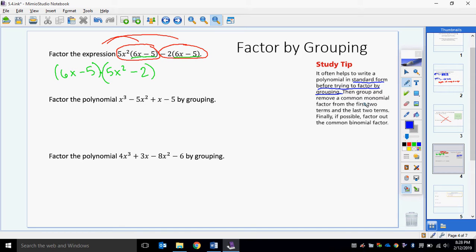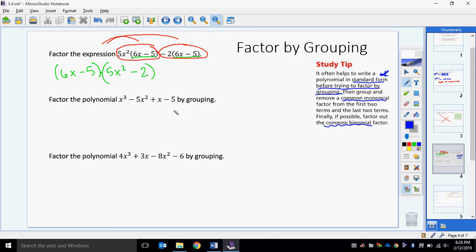And then once you have it in standard form, you're going to be able to likely remove a monomial factor from both of them. And that's what's going to happen here. And after you remove a monomial factor, it's possible to factor out another common binomial. That's what we did here. We factored out a binomial. 6x minus 5 was in common. It's a binomial. There's two terms. We factored it out. So important about the study tip is just put it in standard form.